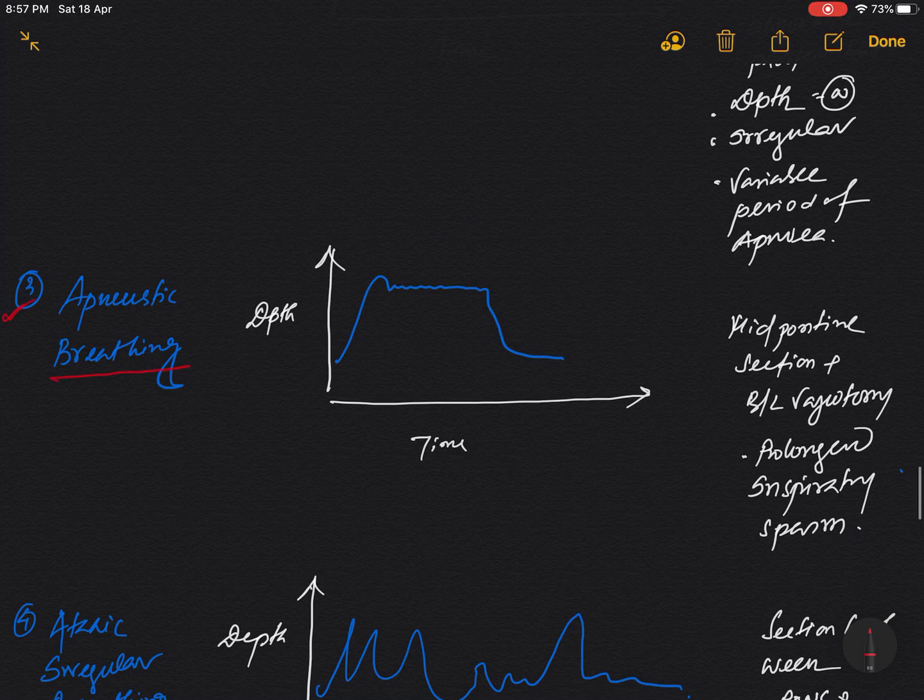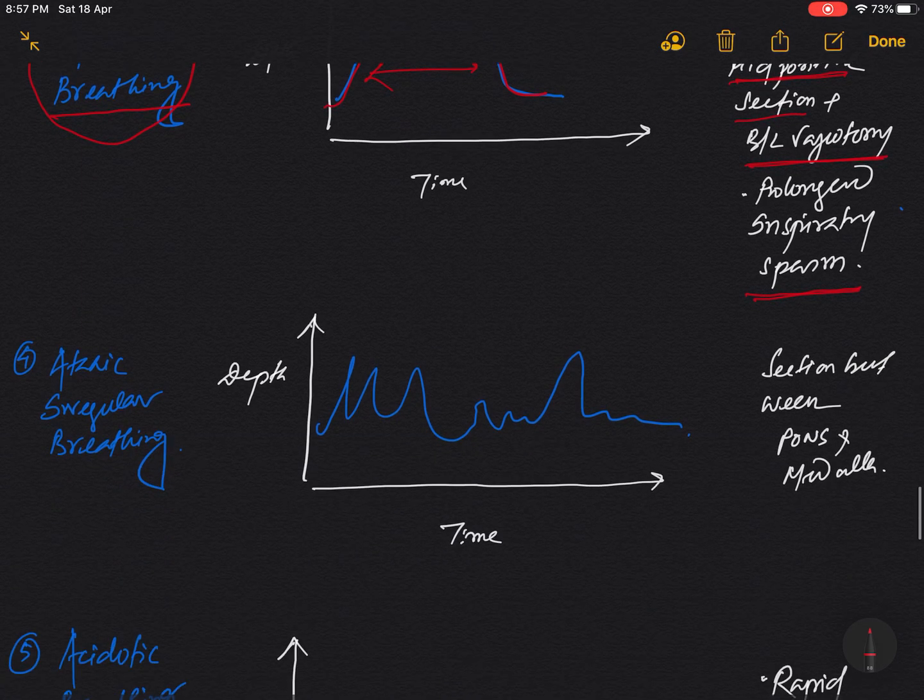Now the apneustic breathing. Apneustic breathing means mid-pontine section, that is between the pneumotaxic center and the apneustic center, plus bilateral vagotomy if it occurs. In those situations, or if injury at the mid-pontine segment occurs, there will be prolonged inspiratory spasm, that is called apneusis or apneustic breathing.